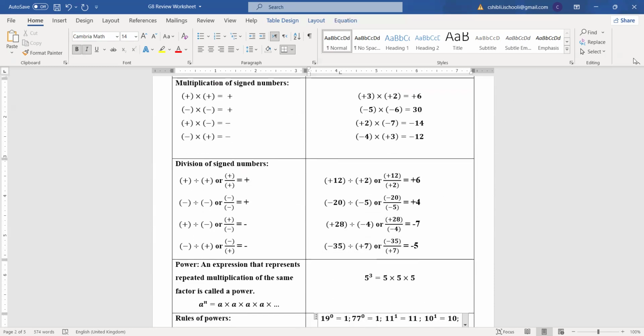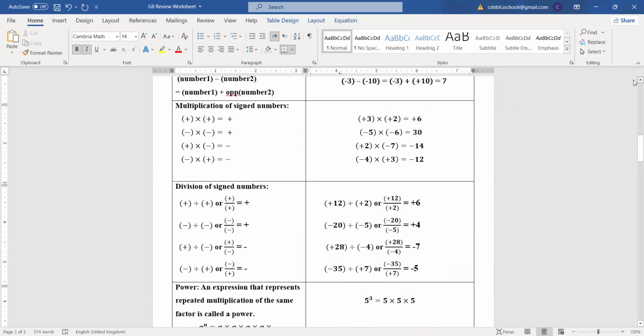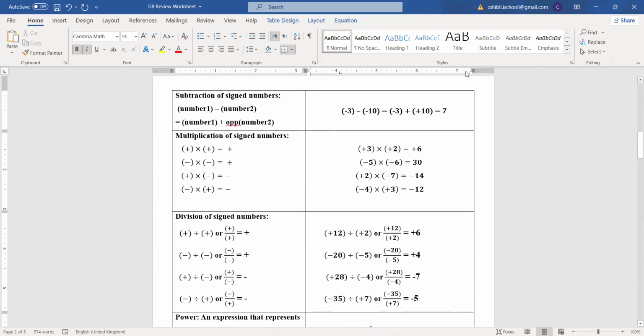Now, the next concept talks about subtraction of signed numbers. If I'm subtracting a signed number from another signed number, number 1 minus number 2, what do I do? I keep number 1 as it is. I change subtraction to addition. Then I find the opposite of the second number.